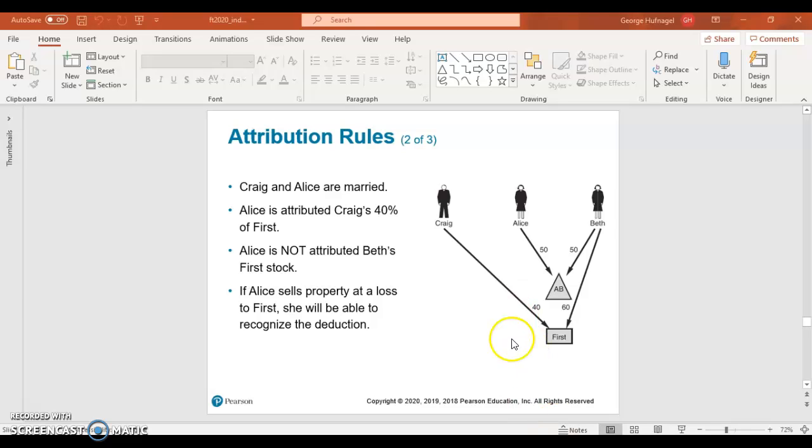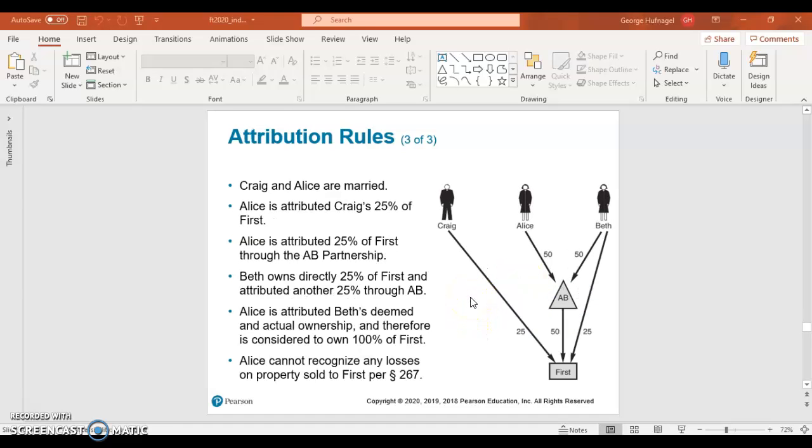Okay, so Craig, he is the First, Beth is the First. So Alice is attributed Craig's 40% of First. Alice is not attributed Beth's First. So they will be able to deduct that loss.